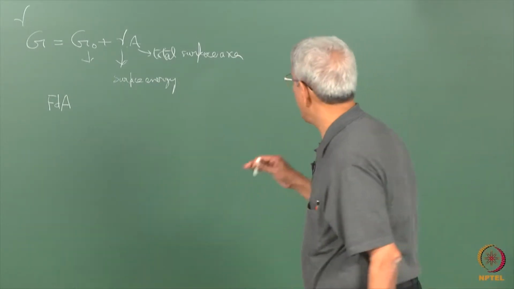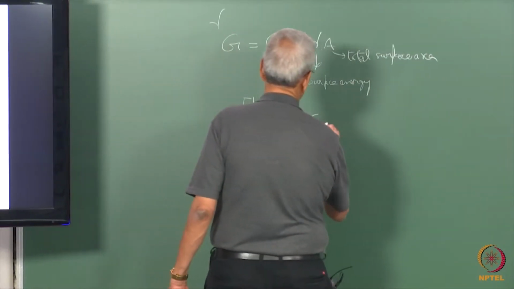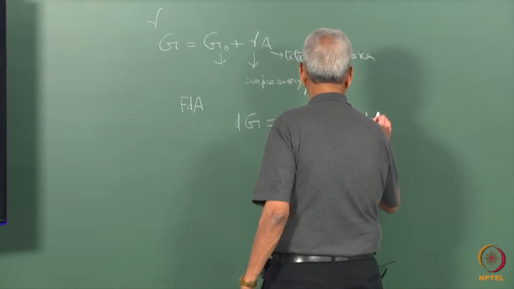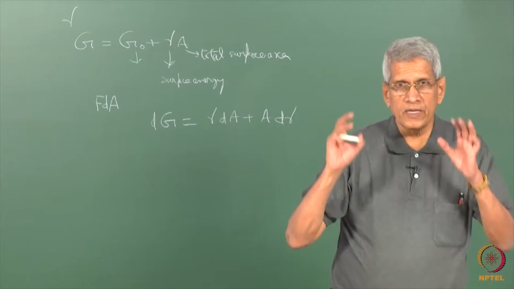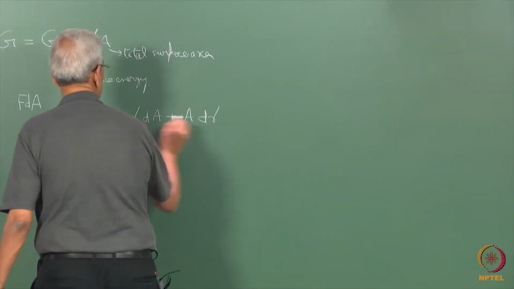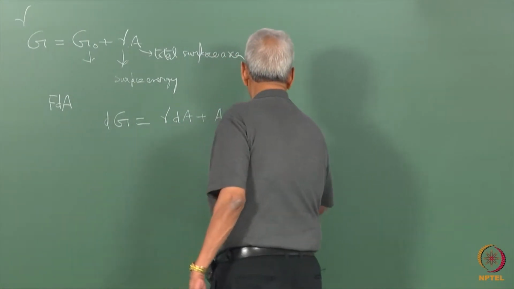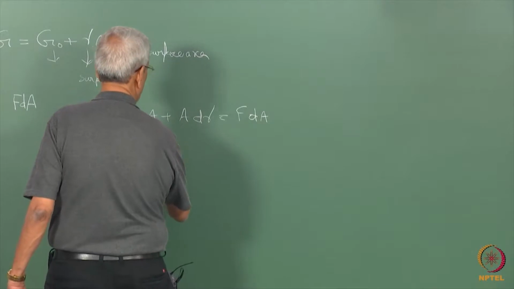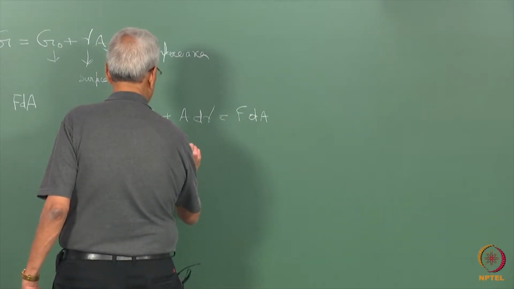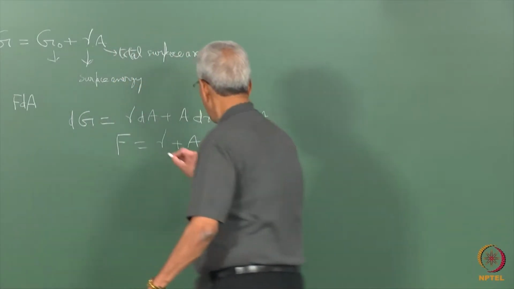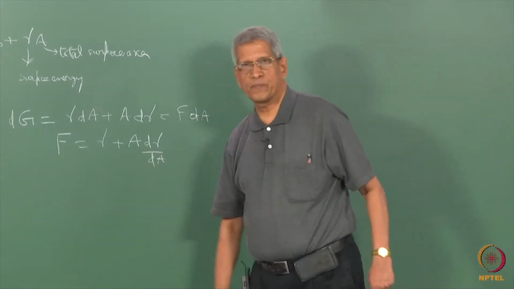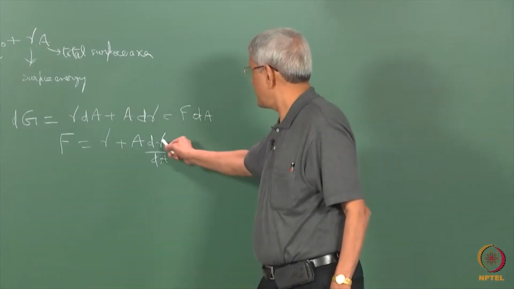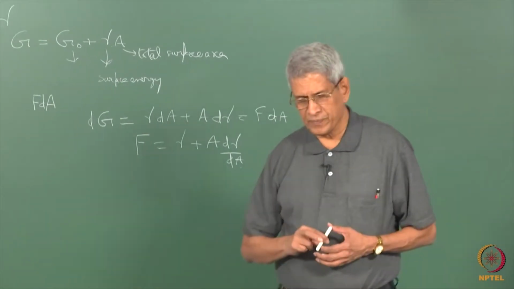So how can we calculate it? If we differentiate, this will be equal to gamma into dA plus A into d gamma, right? This is just balancing the change. Then we can write this to be equal to F into dA, correct? Or we can write F equal to gamma plus A into d gamma by dA. So this is nothing but the force, and gamma is the surface energy. This term is the rate at which the surface energy changes, multiplied by the area. This is how the force will be varying.